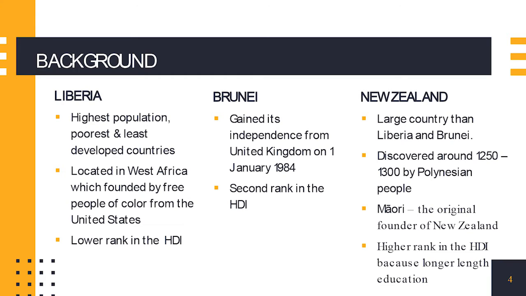The last one is New Zealand. New Zealand is a larger country than Liberia and Brunei, while Liberia has the highest population from New Zealand and Brunei. New Zealand was actually discovered around the year of 1250 until 1300 by a group of Polynesian people, native to islands all around the Pacific Ocean in the Oceanic region.